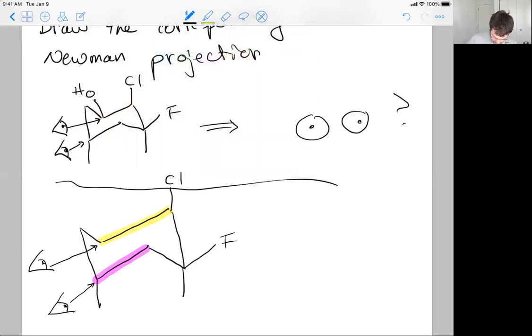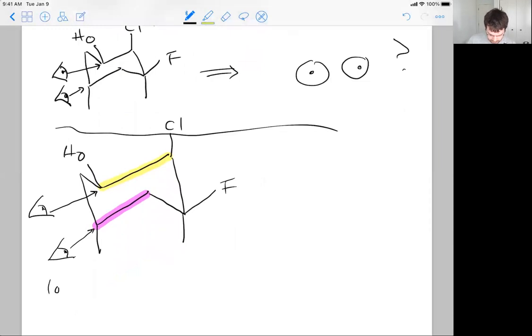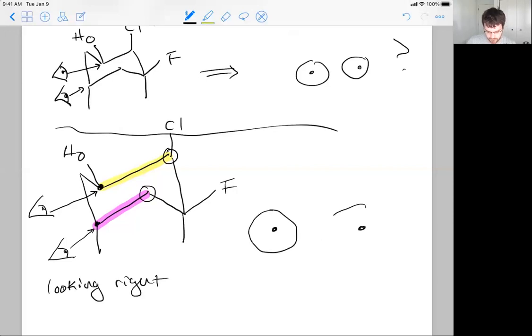So let's make sure we're clear as to what I would provide. All right, let me finish adding the groups. Okay, so we have an equatorial OH, an axial chlorine, an equatorial fluorine, and then two axial methyl groups in the molecule. Our eyes are positioned on the left, looking right. The first carbon that our lower eye looks at is a dot, the second carbon is a circle. Our higher eye looks at a dot with the OH and then a circle up here with the chlorine atom.